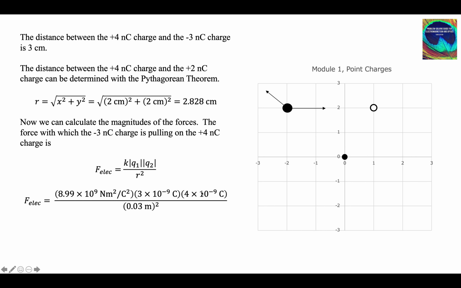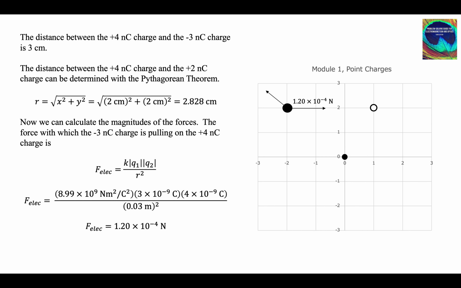Note I convert all of these to SI units. 3 nanocoulombs is 3 times 10 to the minus 9th coulombs. 4 nanocoulombs, 4 times 10 to the minus 9th coulombs. 3 centimeters is 0.03 meters. Now my units are going to work out to newtons. And I get the answer, 1.2 times 10 to the minus 4th newtons, and I put it on the force diagram. That vector has a length of 1.2 times 10 to the minus 4th newtons.